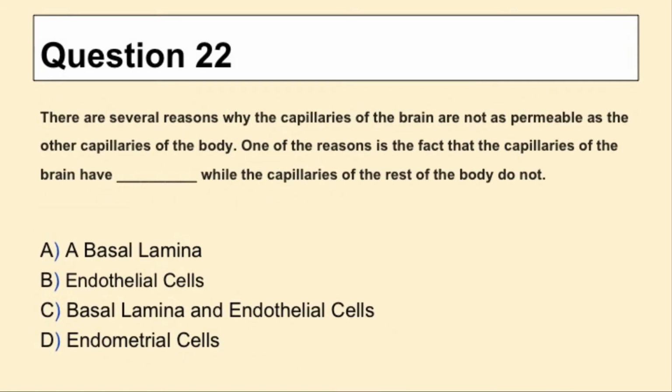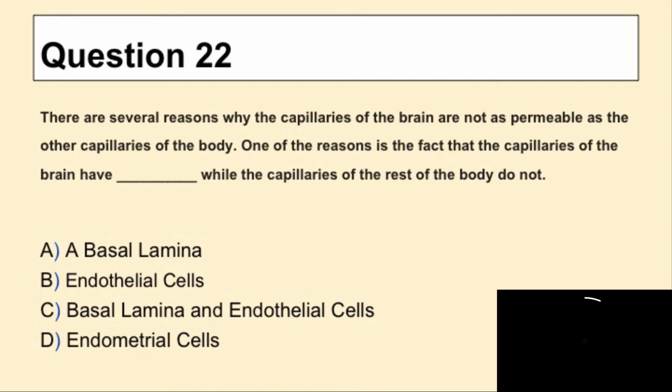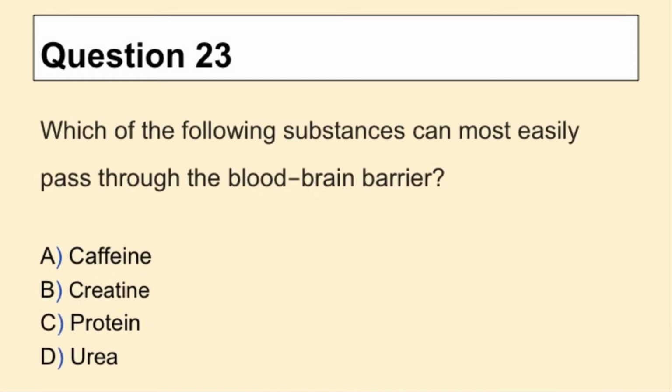Question 22. There are several reasons why the capillaries of the brain are not as permeable as the other capillaries of the body. One of the reasons is the fact that the capillaries of the brain have this, while the capillaries of the rest of the body do not. Question 23. Which of the following substances can most easily pass through the blood-brain barrier?